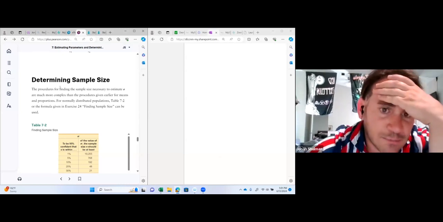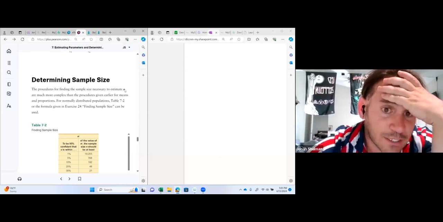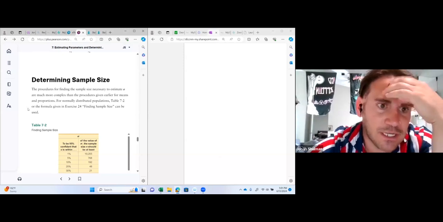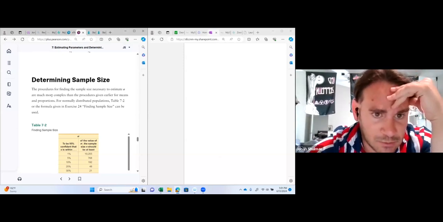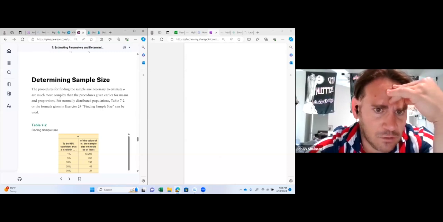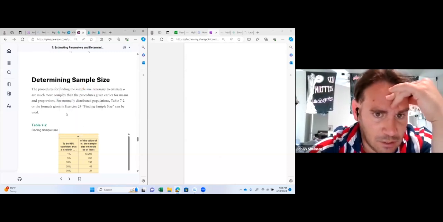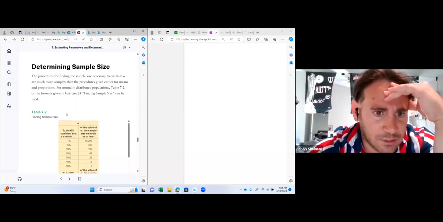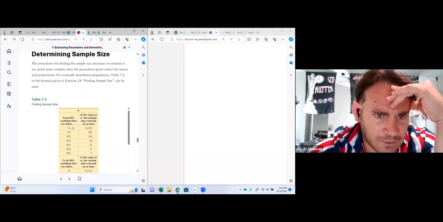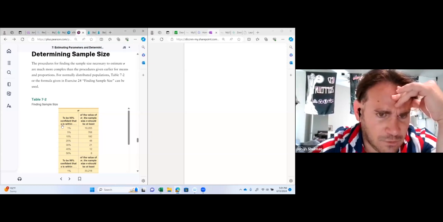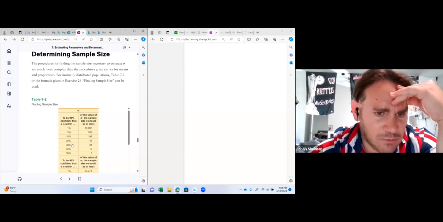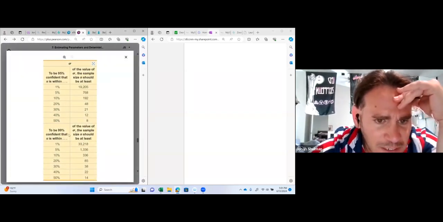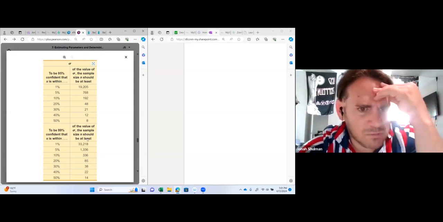The process for finding the right sample size estimate for your variance or your population standard deviation is much more complex than the procedures given earlier. For normally distributed populations, there's a formula. So it's 95% that the standard deviation is within 1%. We need that many people. To be 99% confident, the value of the sample should be at least that.